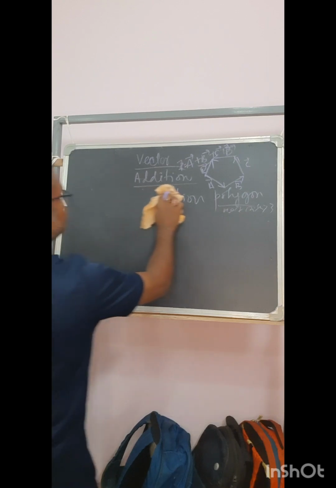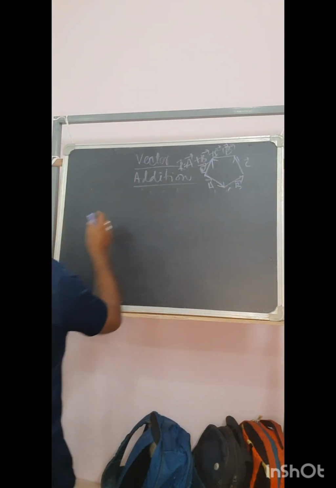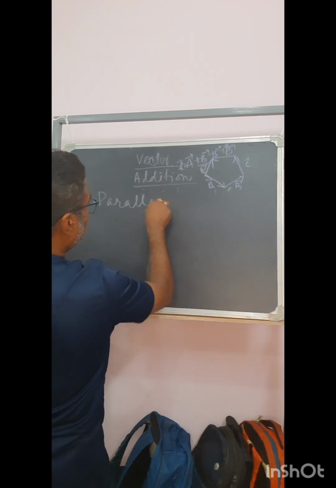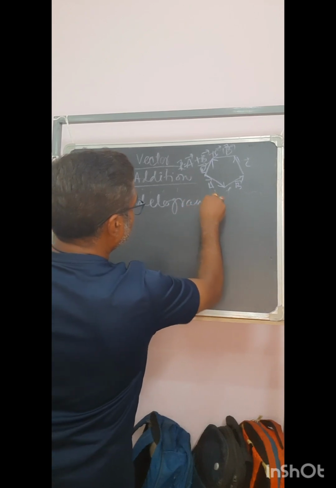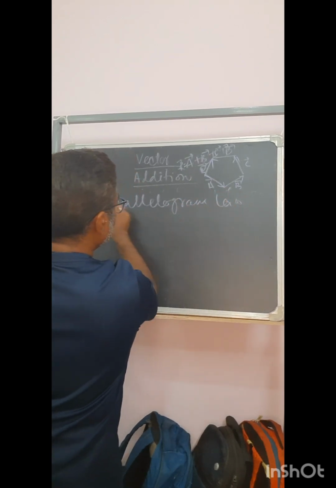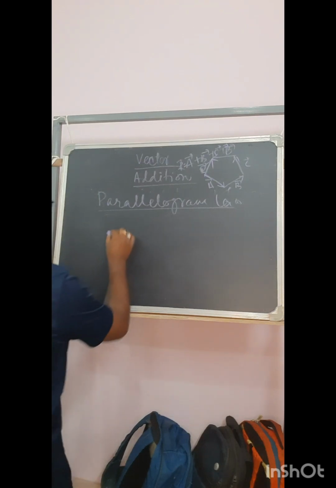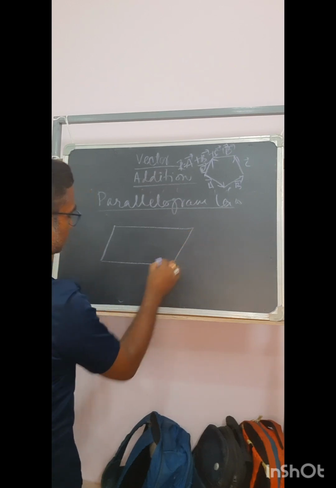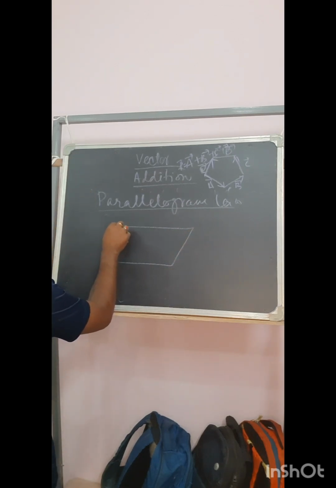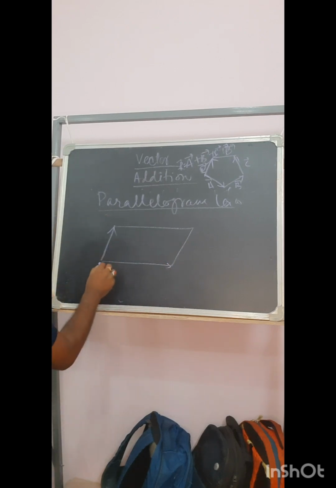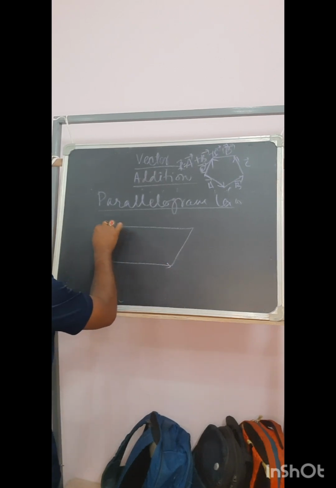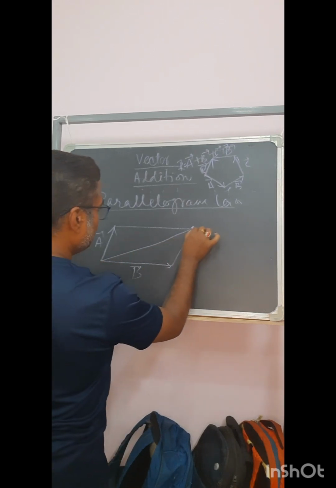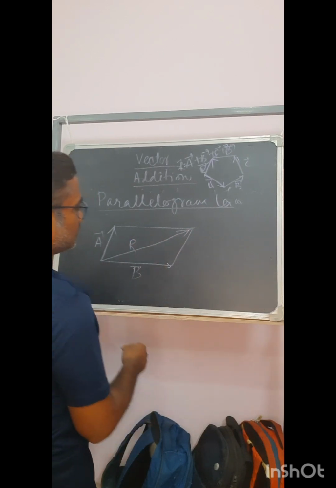Now come to the next law of addition, the parallelogram law. So the third part is the parallelogram law of addition. This is simply a parallelogram, where we know the opposite sides are parallel and equal to each other. It says that if the adjacent sides of a parallelogram represent two vectors A and B, then their diagonal will represent the resultant of them. So this is the parallelogram law.